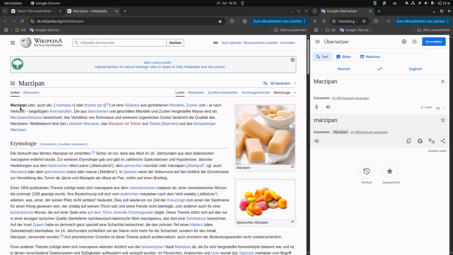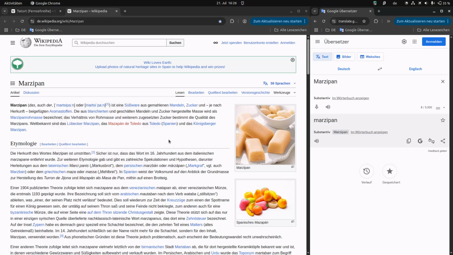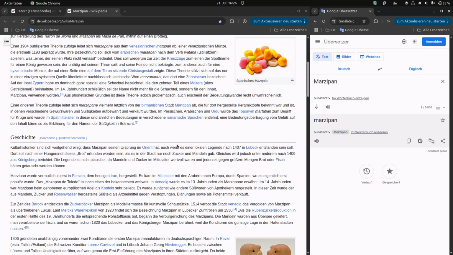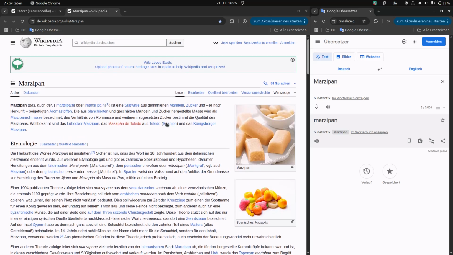So, marzipan, das auch der, and there are the phonetic descriptions, the way you kind of say this. But yeah, by the way, we're gonna probably get into that because it may have some relation to Germany in terms of its development. We're gonna see how far we get today, because it always takes longer than I expect.